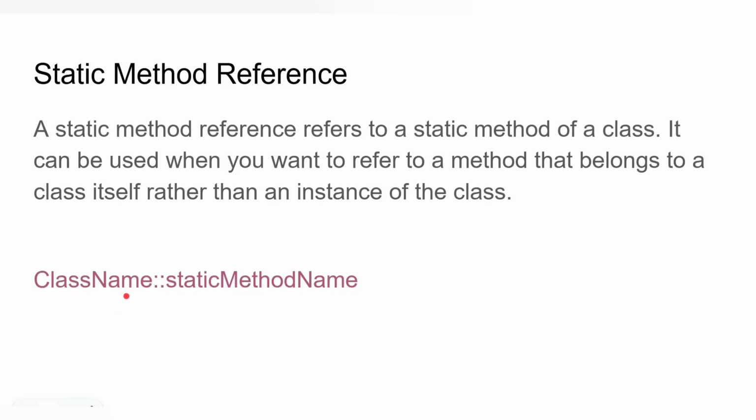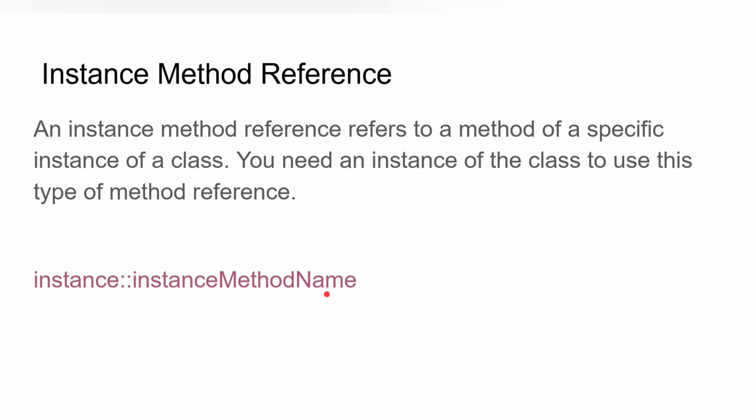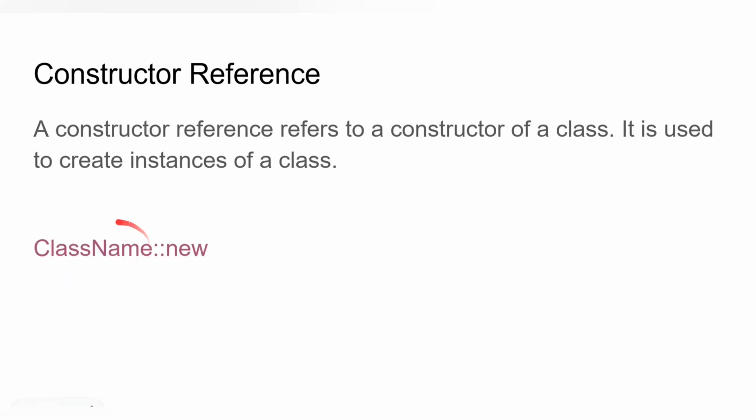So this was the syntax for static method reference. You need a static method for it. Whichever class contains the static method, you need to provide the class name, then the symbol for method references and the name of the static method. In instance method references, you need to create the instance of your class first, and with the help of that instance, you can use the instance method name for method reference. But in constructor reference, we need to make use of the class name and then provide the new keyword. So this is the syntax for constructor reference.